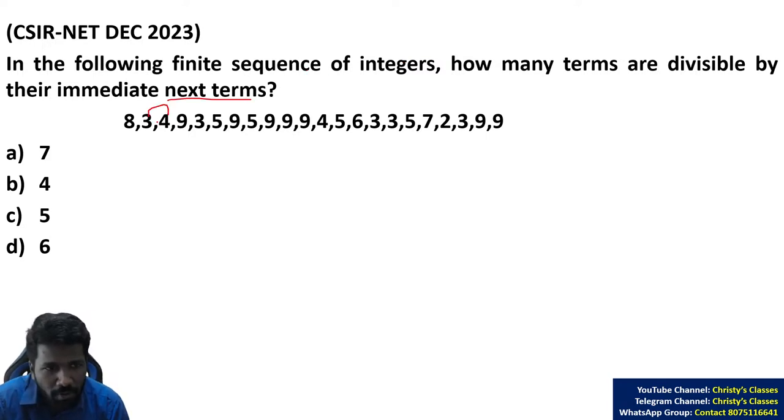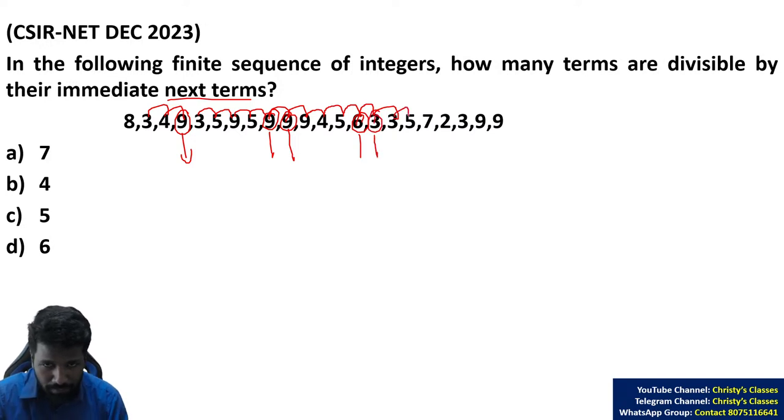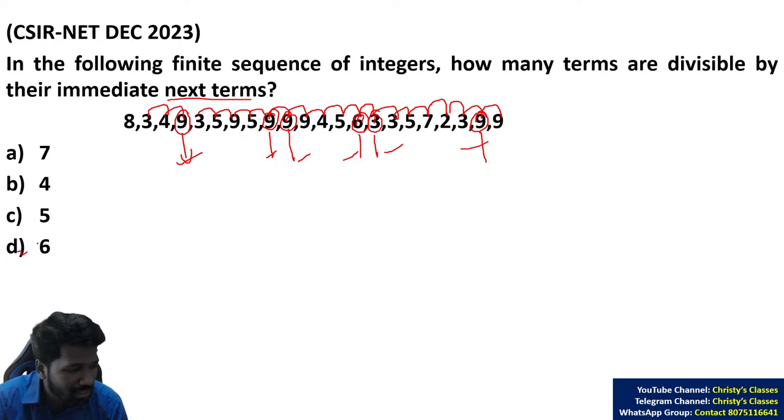3 divided by 4, not possible. 4 divided by 9, not possible. 9 divided by 3, possible. So, 9 is a possible number. 5 by 6, not possible. 6 by 3, possible. So, this is valid. 3 by 3, possible. So, this is valid. 3 by 5, not possible. 5 by 7, 7 by 2, 2 by 3, 3 by 9, not possible. 9 divided by 3, possible. 3 divided by 9, not possible. So, 9 by 9, possible. So, 1, 2, 3, 4, 5, 6. So, 6 is the answer.